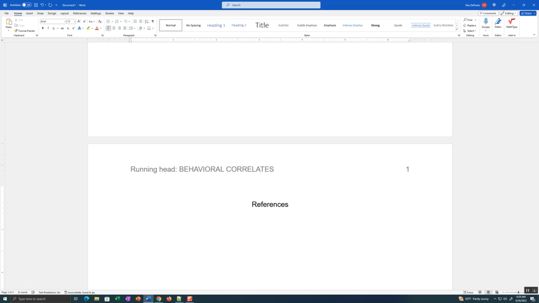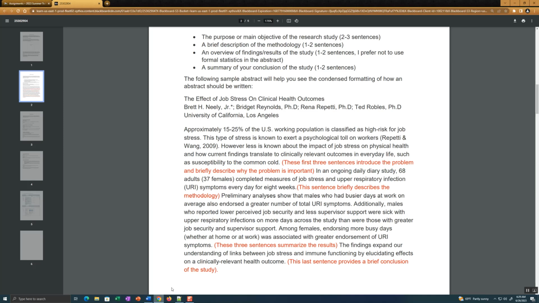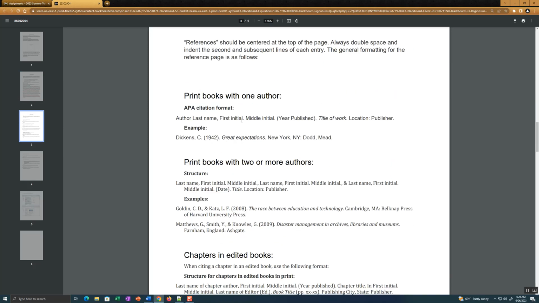That's going to be centered. And then you're going to list all the articles that you used throughout the manuscript. So whenever you cited something, it has to be put in the reference section. And it has to be done in APA format. So what is APA format for references? Well, I've given you the rundown of APA format.